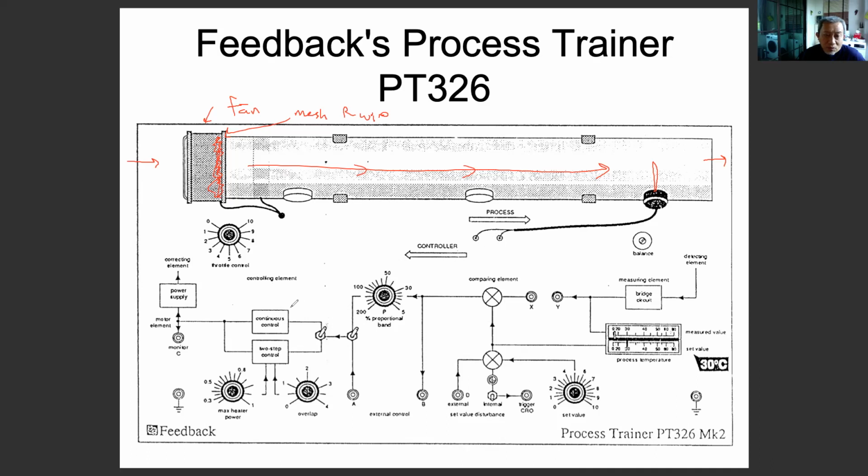So we have two types of controller. One is a continuous control, which is a PID, and the other is a two-step control, which is an on-off controller. This system has two configurations. If open loop, it is a first order system. If closed loop, it will be a second order system.